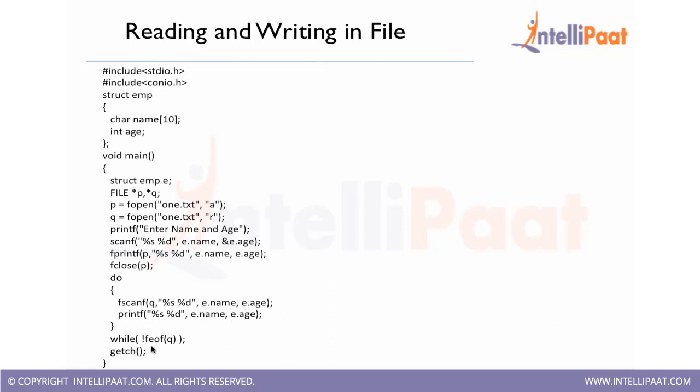Now this is the loop to read the file. We are calling fscanf with q. We are reading the file using this pointer, which is read only. We are reading in this format, name and age, and then printing the values to the console. So once we get end of file, and getch, you can ignore this. You should close the file also. Here in this program we don't have an fclose function, but we should close the file after doing the operations. So this is how fprintf and fscanf are used.